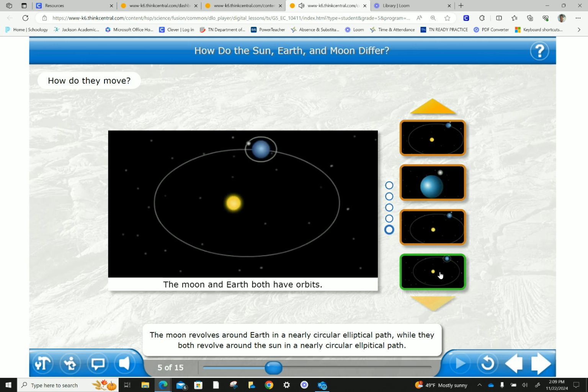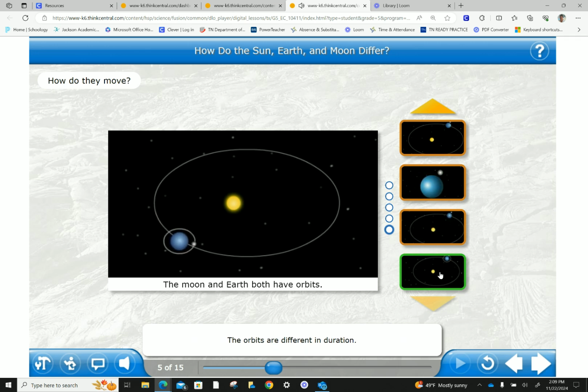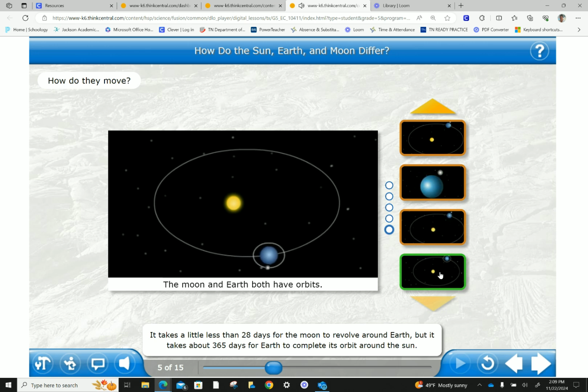The Moon revolves around Earth in a nearly circular elliptical path, while they both revolve around the Sun in a nearly circular elliptical path. The orbits are different in duration. It takes a little less than 28 days for the Moon to revolve around Earth, but it takes about 365 days for Earth to complete its orbit around the Sun.